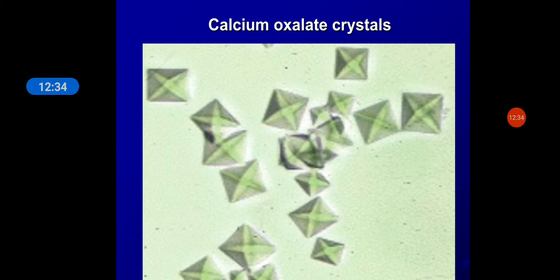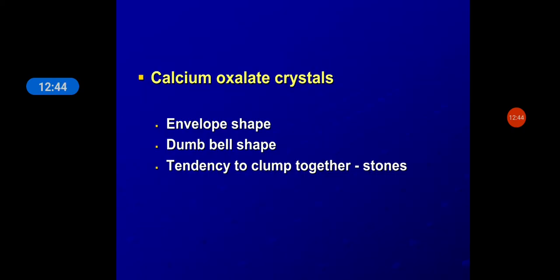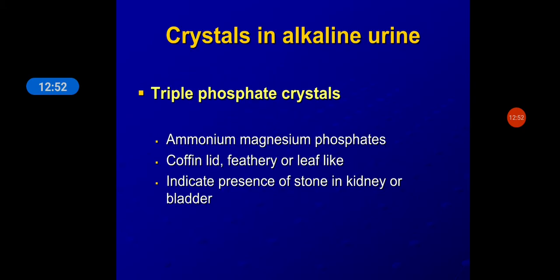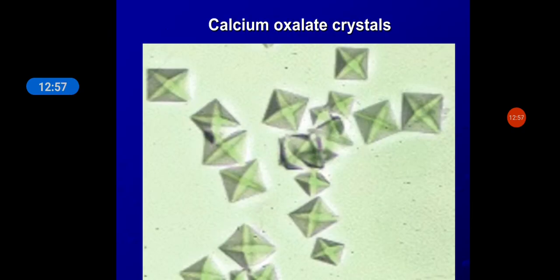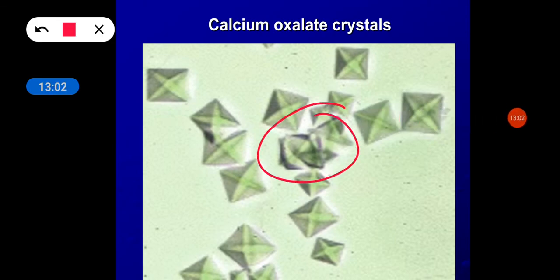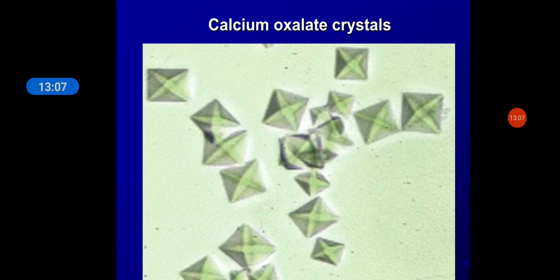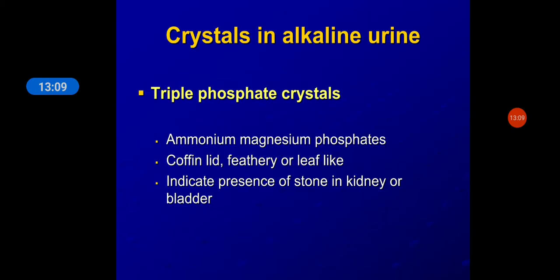Okay, this is another crystal called calcium oxalate crystals. If you can remember, this is envelope shaped. Okay, can you appreciate that envelope shape? Right, that is envelope shaped. There are other shapes also. You have dumbbell shaped, and they have a tendency to clump together. In the previous picture itself, can you see them clumping together? So this clumping gives a tendency of stone formation. So there are more chances the patient develops stones, kidney stones or ureter stones anywhere.